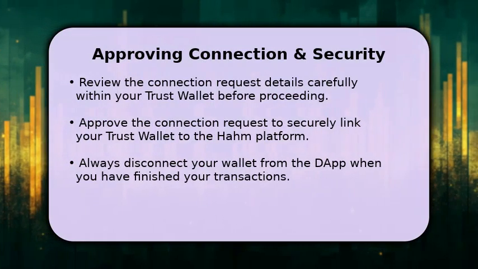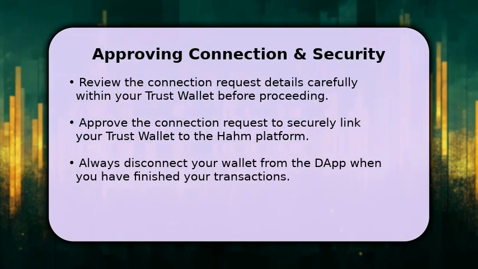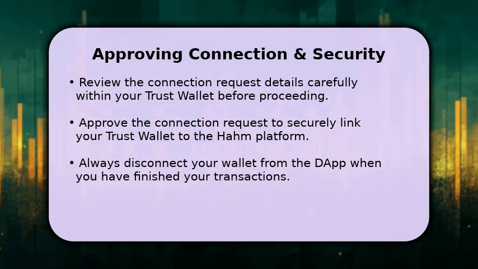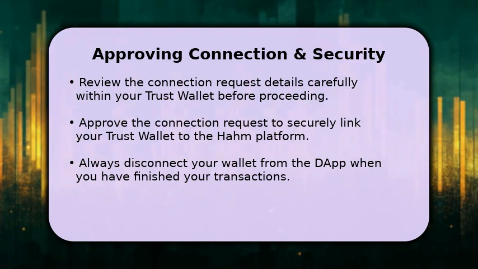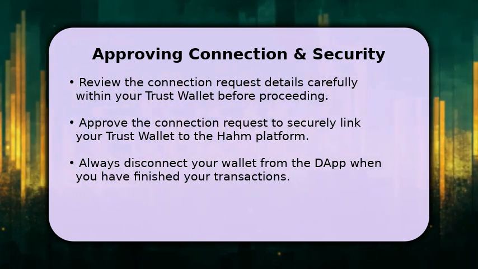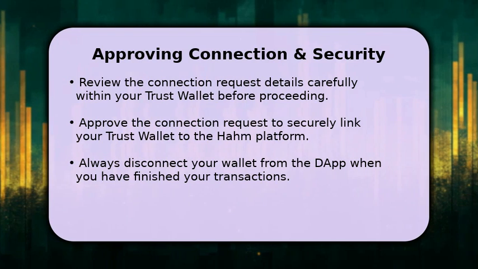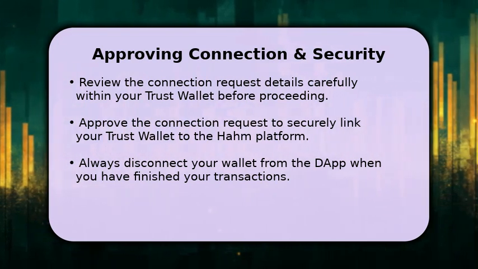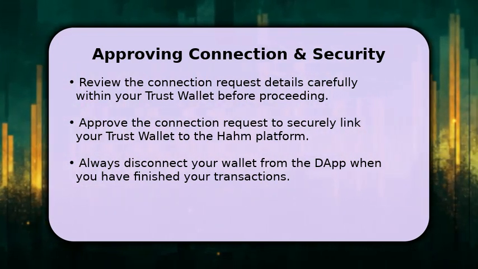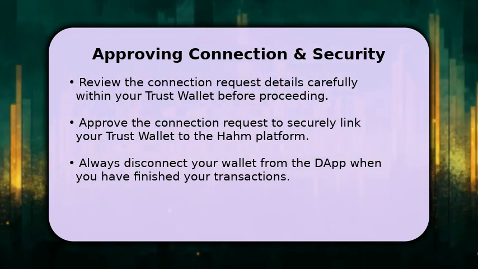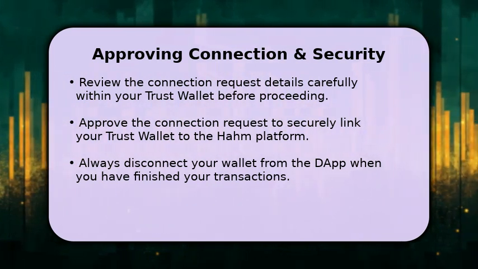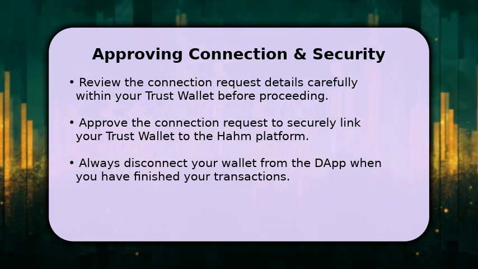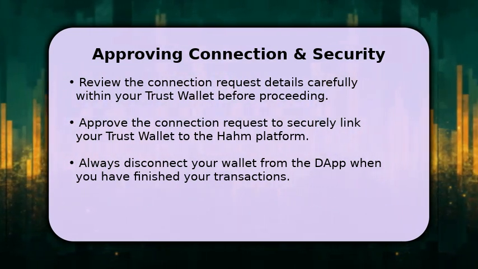Finally, approve the connection. After scanning the QR code or using the deep link, your Trust Wallet will display a connection request. Take a moment to review all the details presented. Once you are confident, tap Connect to approve the link between your wallet and Hahm. For security, always remember to disconnect your wallet from the platform when you are done. Never approve any transaction or connection request that seems suspicious or unclear to you.